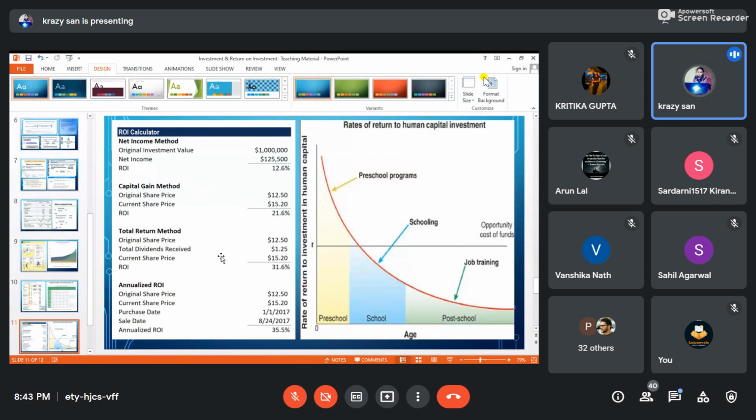Even rates of return on investment in human capital, like I said earlier, our parents invest in us, in our preschool, school, and post-school, right? So over there also opportunity costs of funds and flows are seen. So how we are investing our capital, how our parents are investing, how our companies are investing in us. According to that, in a human concept also, we can see the return on investment portfolio.